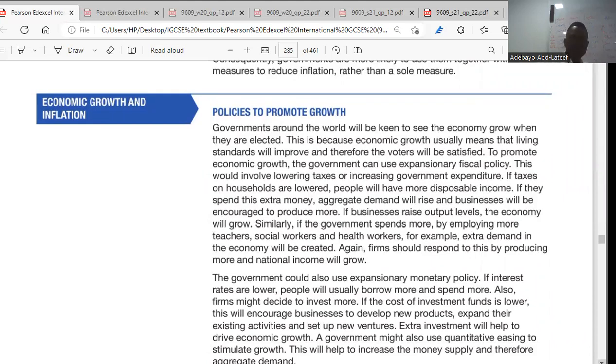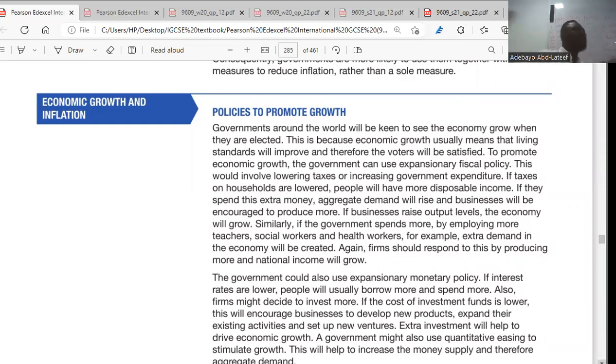Similarly, if the government spends more by employing more teachers, social workers, and health workers, for example, extra demand in the economy will be created. Again, firms should respond to this by producing more, and national income will grow. So, using expansionary fiscal policy will help the economy to grow. Either way, if government is spending on employment, the income level in the economy would rise, because in as much as you have a job, your income level would increase. Maybe before now, I have $100. Now I have a job, so I'm having additional. That means what I can spend these days will be more than what I used to spend. So either way, I'll be able to spend more.